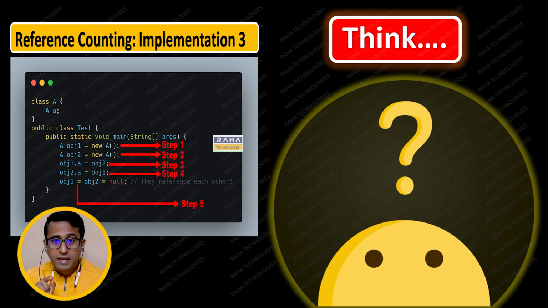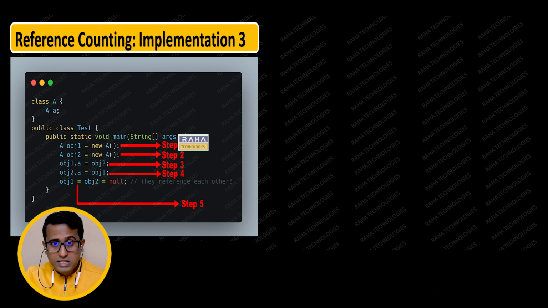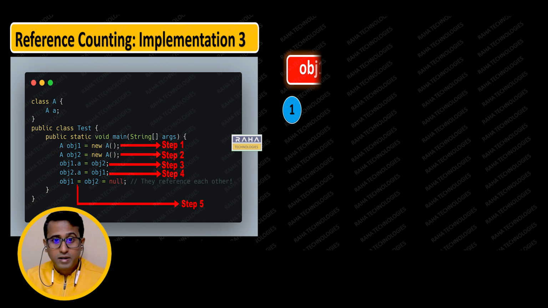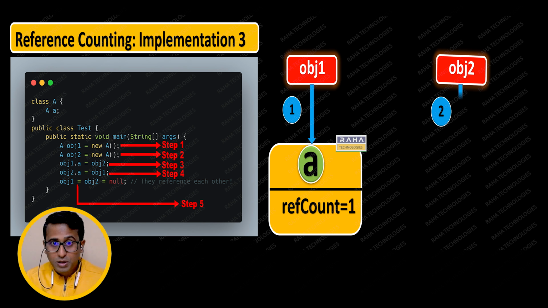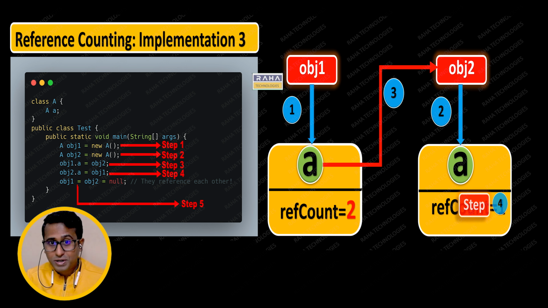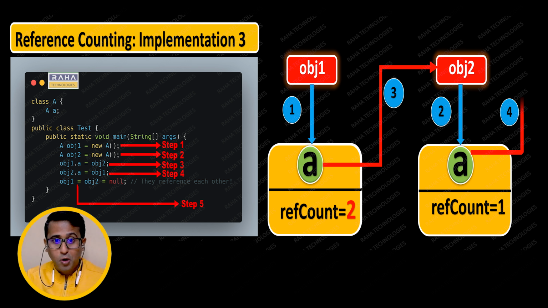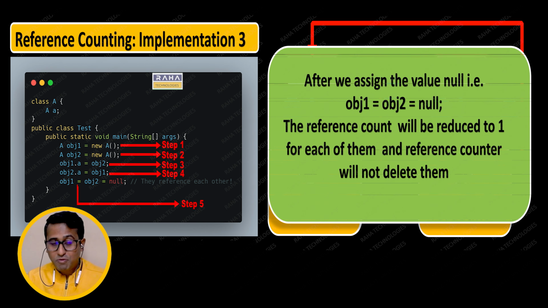This is class A, which has a reference a, and a public class Test. In this, object1 was assigned a new object of A. Object2 also has a new object of A, and object1.a, that's the property, object2 is assigned, and object2.a, object1 is assigned. So if I assign null to both object1 and object2, are they really gone for garbage collection?